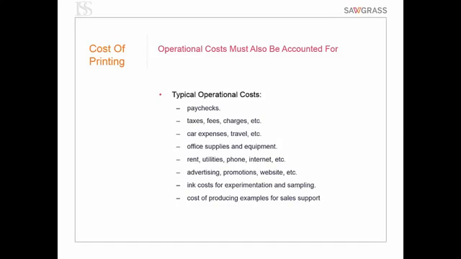And you have to think about things like the paychecks and taxes, maybe car expenses, if you're writing that off, if that's a legitimate expense, office supplies and rent and utilities and advertising, ink costs for experimentation. So yeah, we're back to ink again, right? And the cost of producing samples. So you have a lot of ongoing costs all the time, and they all contribute to your overhead. And your overhead is what is really going to drive what it costs to produce something.